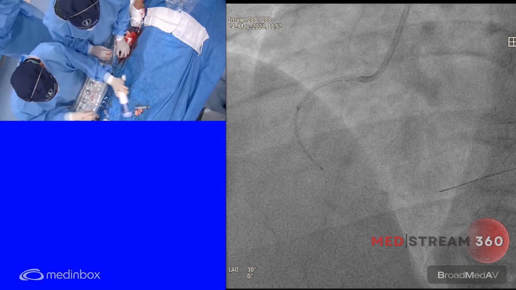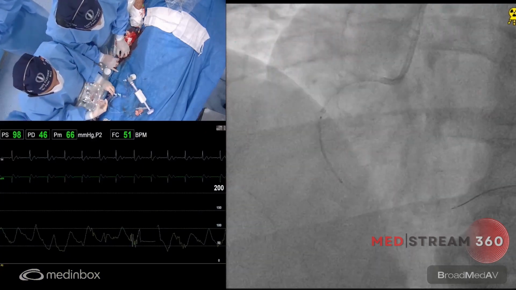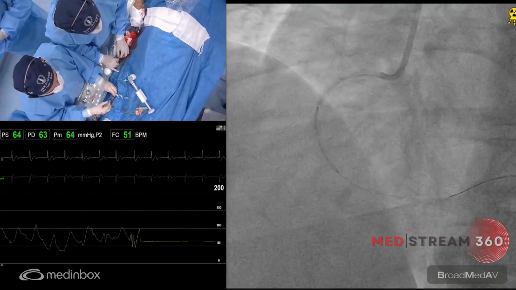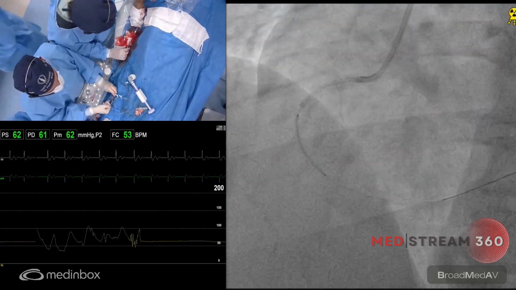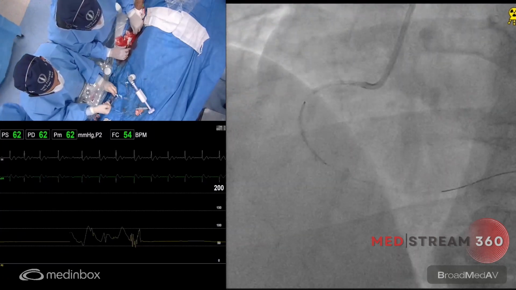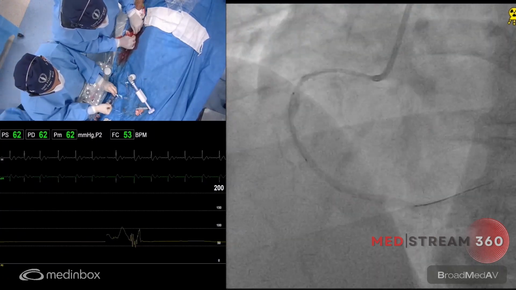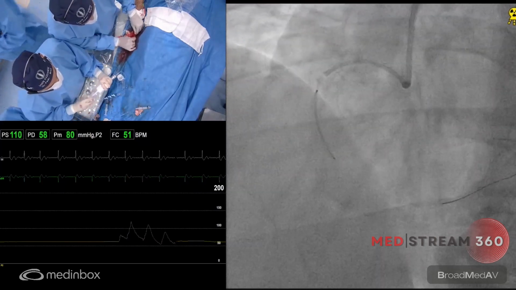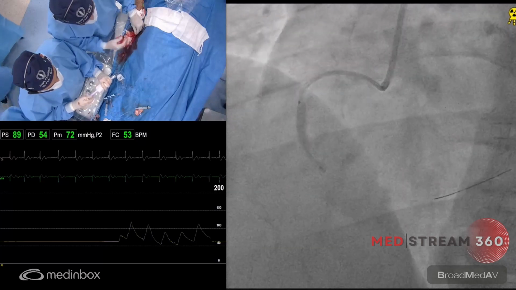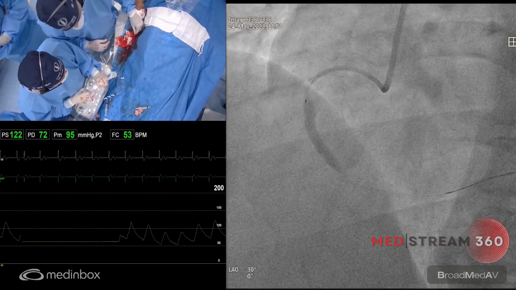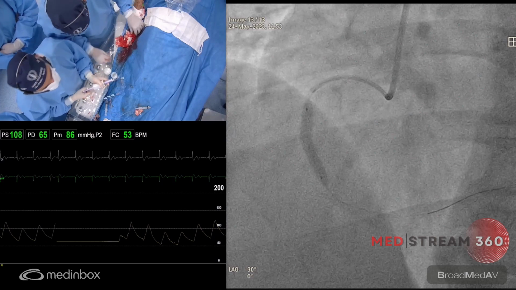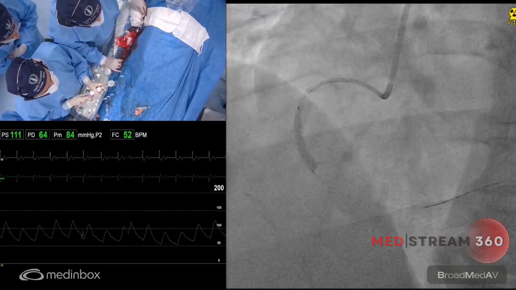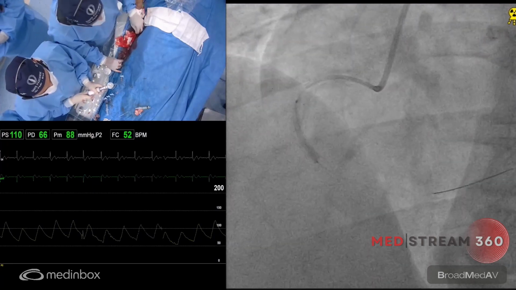So we are going to treat the distal lesion. We have the catheter there. A little bit back. And now we are inflating. Okay, we still have 3 minutes to finish. So this is a 4.0 by 26. Is that correct? Okay. 4.0 by 26 went up to 14 atmospheres.